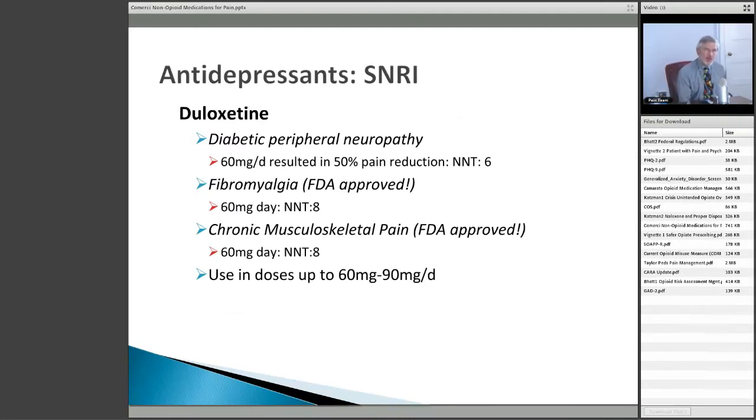Duloxetine, another non-selective agent, we use a lot of this. Thankfully, it's now off patent, so we can get it a lot easier. This is one of our antidepressants that does have FDA pain indications: diabetic peripheral neuropathy, fibromyalgia, and chronic musculoskeletal pain. Unfortunately, the number needed to treat is a little bit higher for this category of drugs than the other. For me, as a pain doc, I will probably use 60 to 90 and stop at 90. For someone like Dr. Chowdhury, who's a psychiatrist, I'm sure he probably goes higher on this dose when using it for depression and pain.